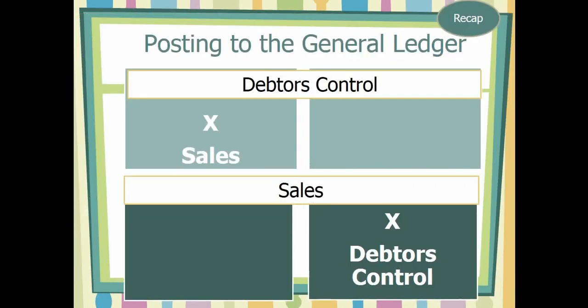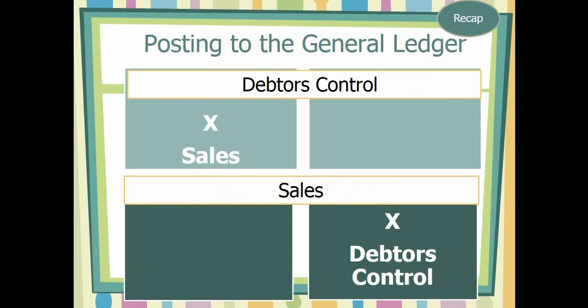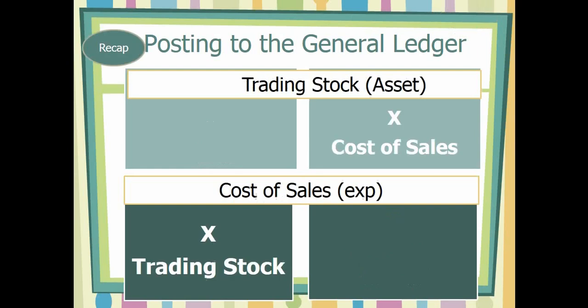When we post to the general ledger, the sales amount goes in my debtors control because they owe me more money. And then I enter it under sales, but this time the money hasn't gone into my bank. It's from my debtors control. My trading stock goes down because I sold it. It's gone out of my shop. And my cost of sales is an expense, so it increases on the debit side.